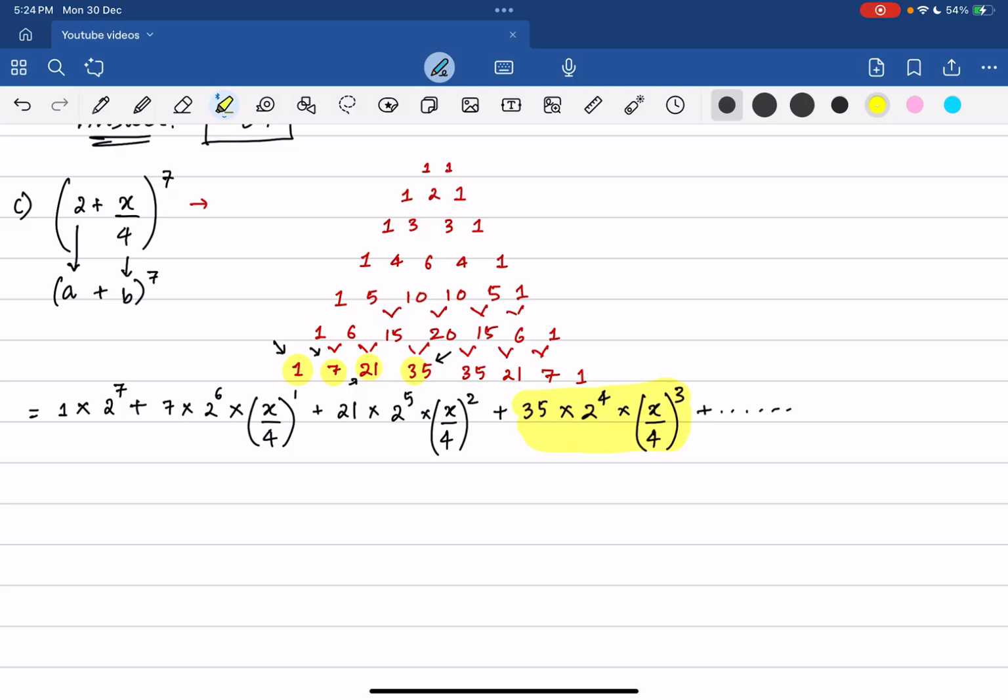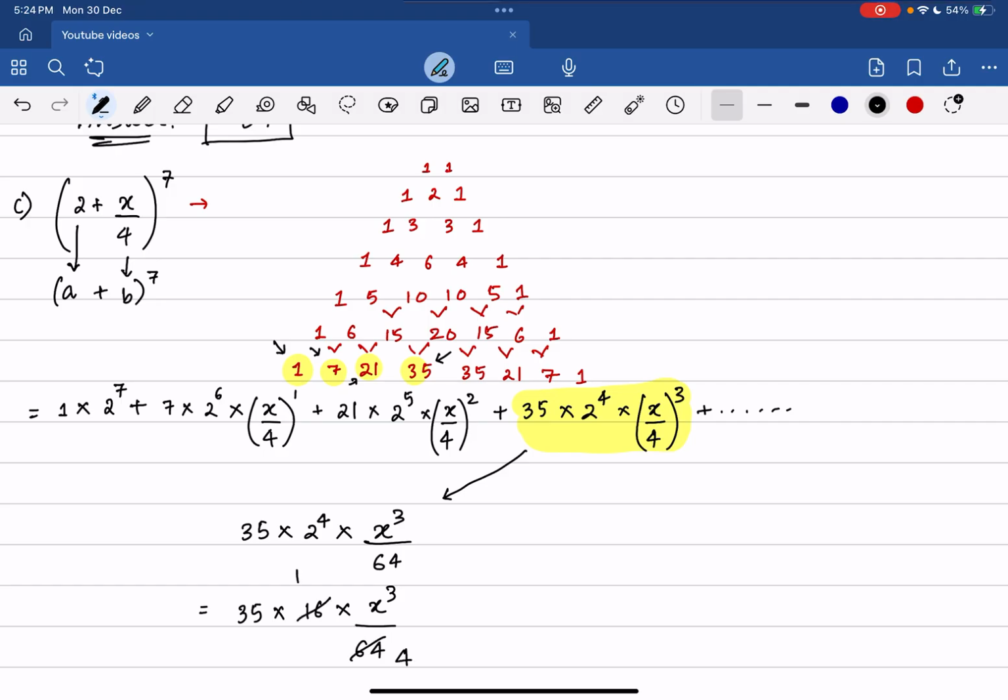So I am going to highlight all of this and I am going to focus on that only. Let's look at that. That's going to be 35 times 2 raised to 4 times x cube over 4 raised to 3. Can I call it 64? Yes. For the ease of understanding and calculation, 35 times 2 raised to 4 is 16, guys. And that's x cube over 64. 16 ones are, 16 fours are. So 35 over 4 times x cube.